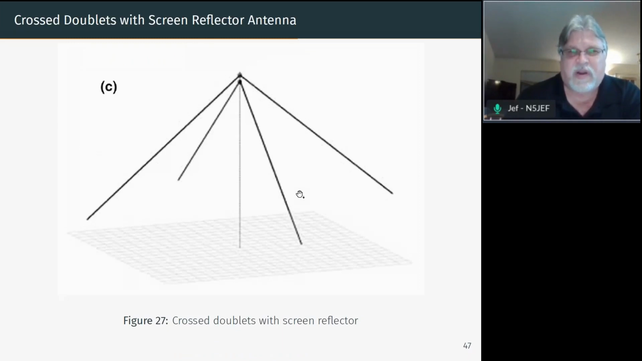This is one that we see fairly often in the books, crossed doublets. And the screen reflector can actually add quite a bit of gain depending on what kind of soil you're over, how well it reflects. So it's just the idea that you would have two different bands crossed. So you might have a 40-meter doublet at right angles to an 80-meter doublet, and they're both fed from the same central point. And the fact that they're over a screen reflector increases the reflections quite considerably in the direction of straight up.